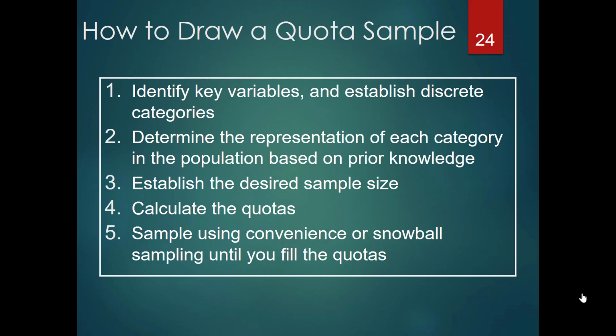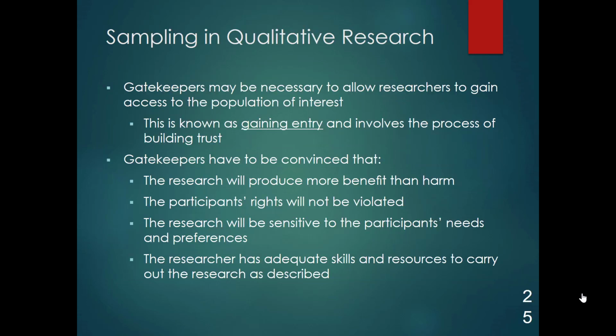Convenience sampling is when you just use participants that are available. For example, college students are a convenient sample because it's easy to get access to college students if you are a professor. Gatekeepers may be necessary to allow researchers to gain access to the population of interest. This is known as gaining entry and also involves the process of building trust. Gatekeepers are those people who help researchers gain access to the population that they are trying to study.